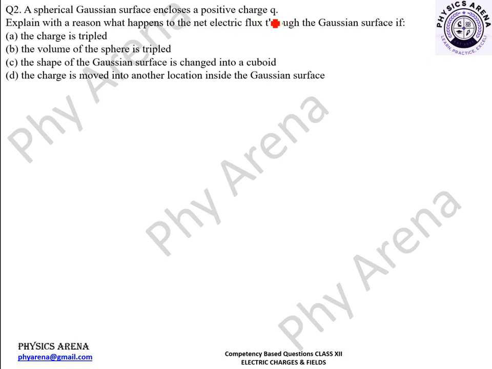A spherical Gaussian surface encloses a positive charge Q. Explain with reason what happens to the net electric flux through the Gaussian surface in the following cases. So we are having a spherical Gaussian surface like this.